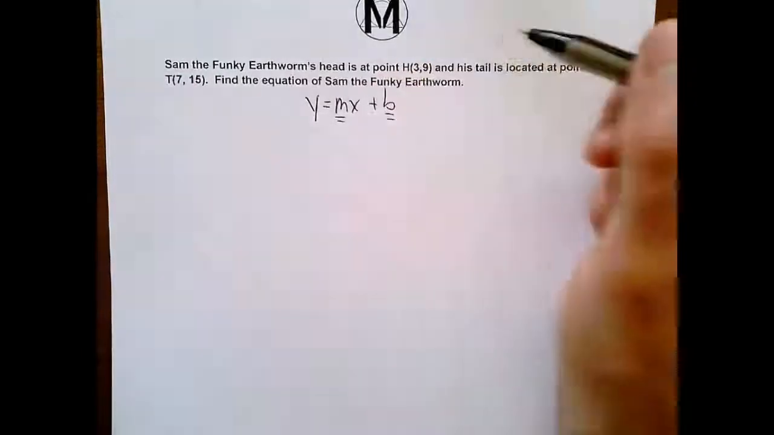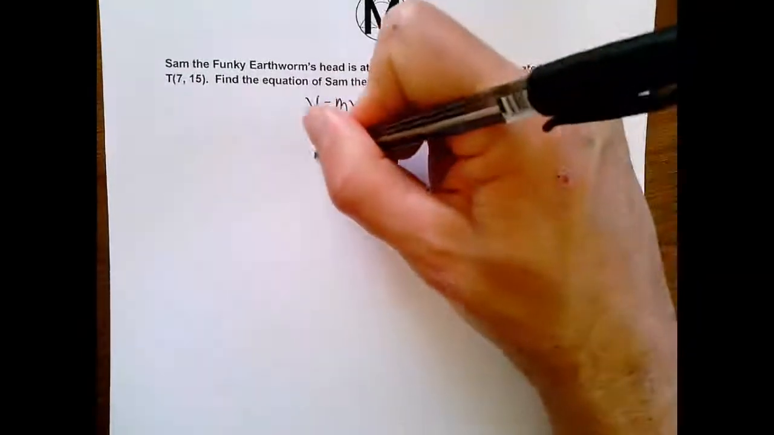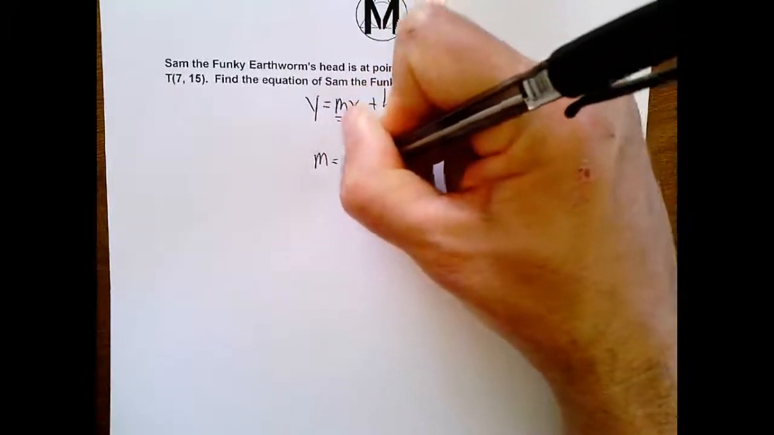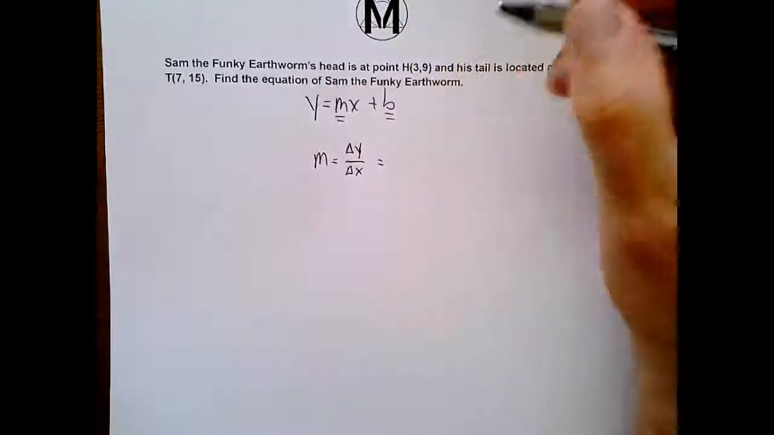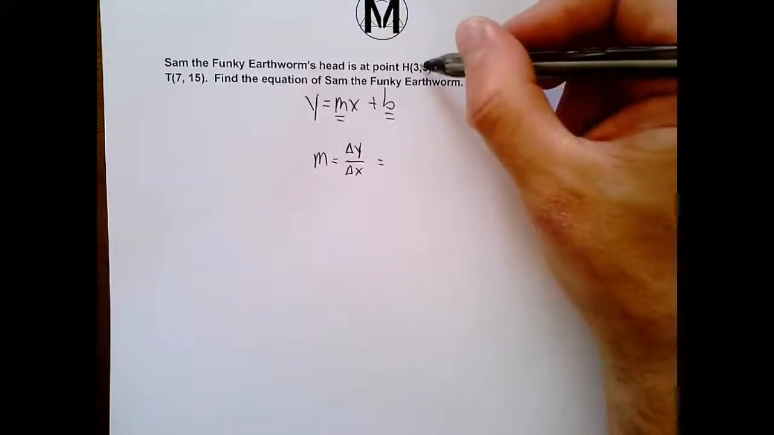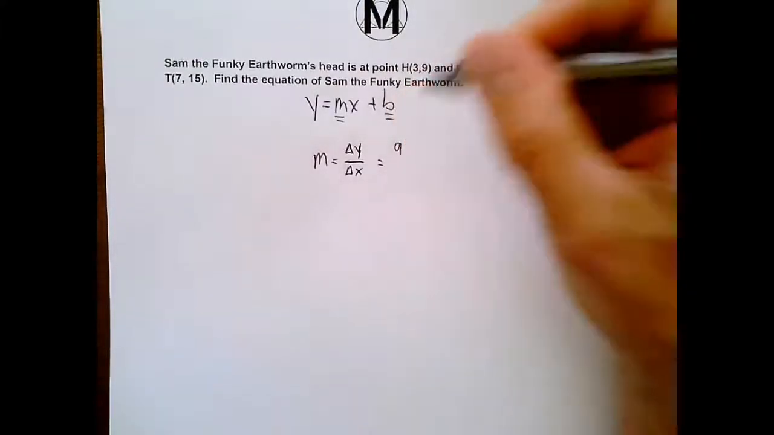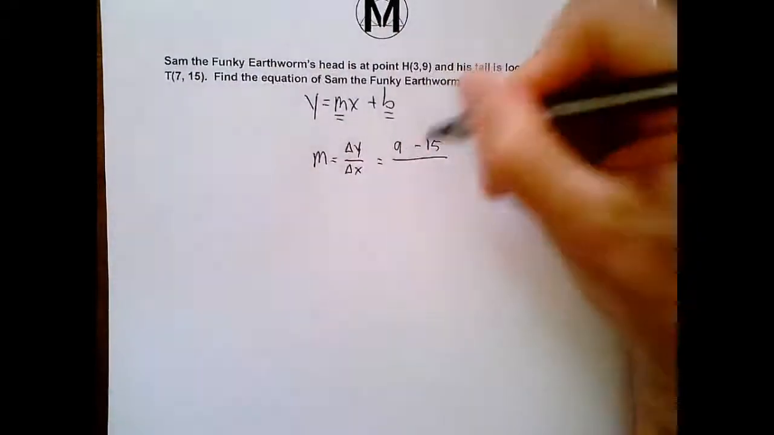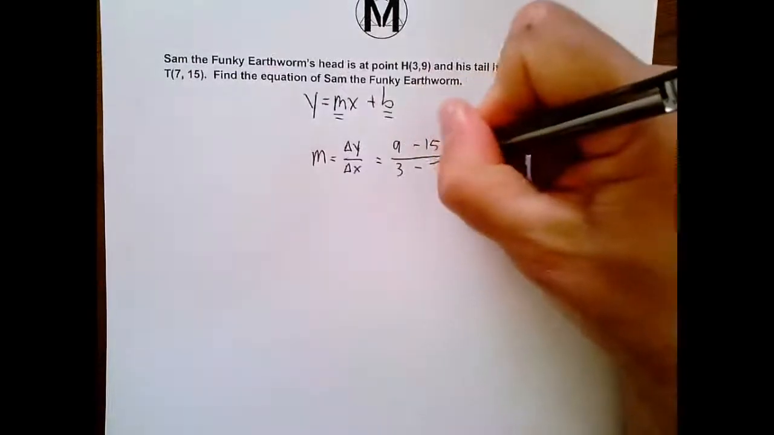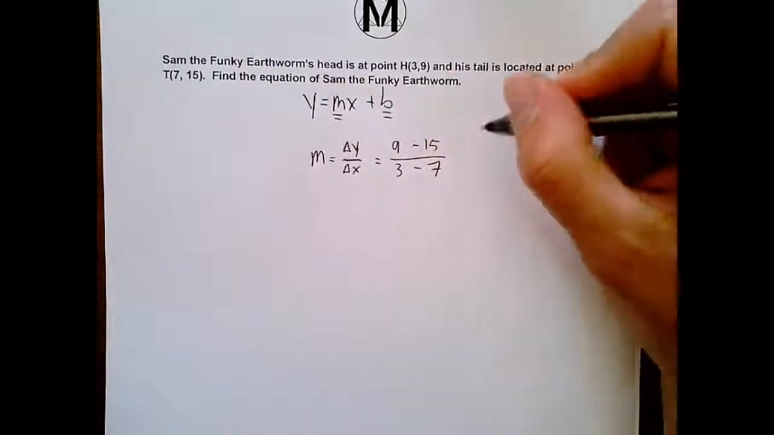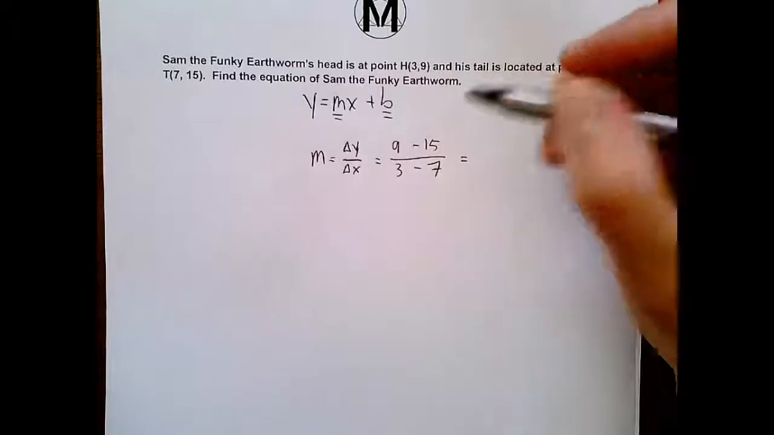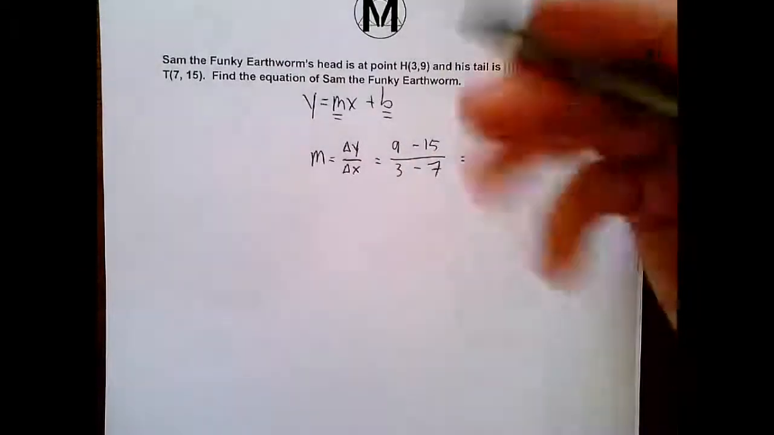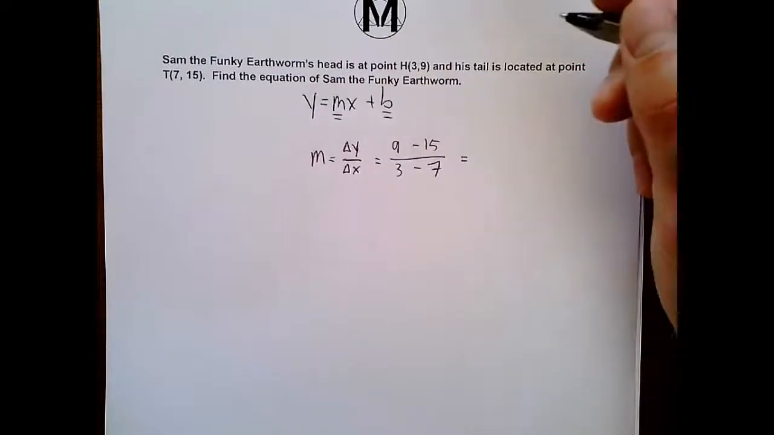So first things first, let's tackle M for slope. Slope is just the change in the y values over the change in the x values. In other words, if you take your y value here, which is 9, and subtract from it 15, that will tell you the change in the y's. Then you take your x value, 3, you subtract from it 7. That will tell you the changes in the x's. And just so you know, if you did it the other way around, if you did 15 minus 9 and 7 minus 3, it would be the same answer. And I can show that to you if you want.